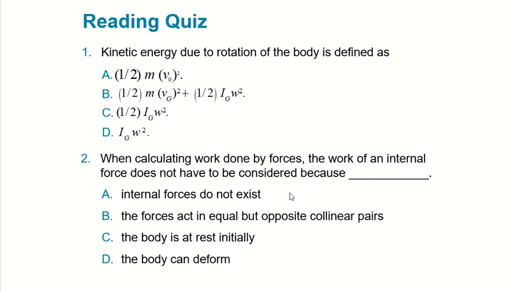So when you calculate the work done by the force, the work of your internal force, this time not just an external force. So in this question, we're dealing with the internal force. So at that time, that work of an internal force doesn't have to be considered. That's because they cancel out. The forces act in equal but opposite collinear pairs, meaning they cancel out. So therefore, you don't really have to consider them. That's about it. But you'll see this when we go into the example problems.